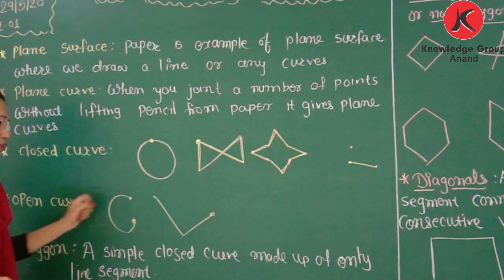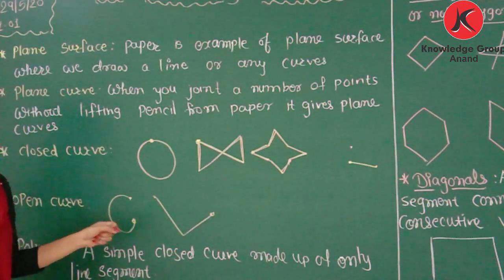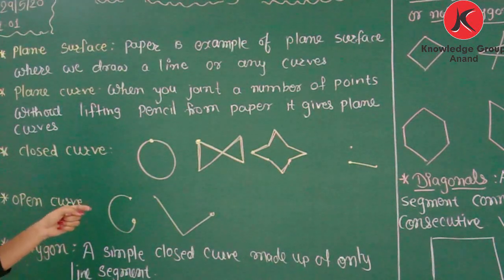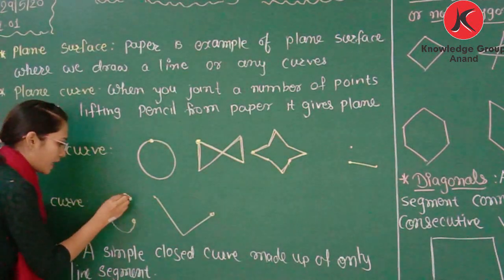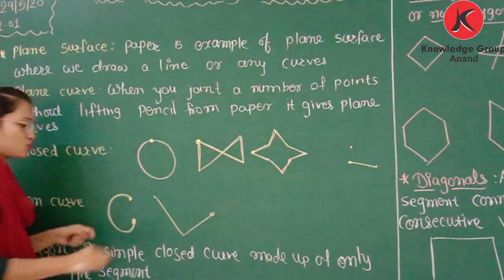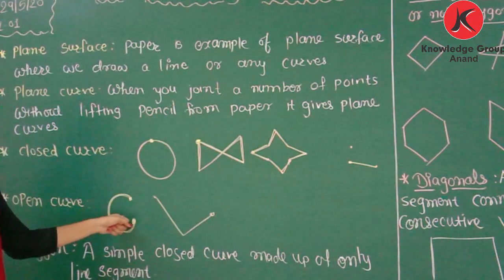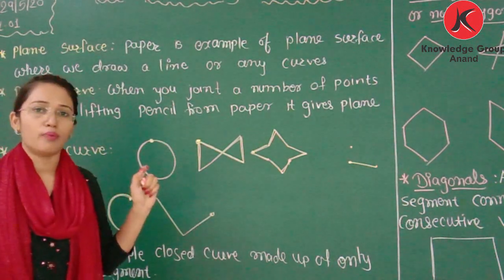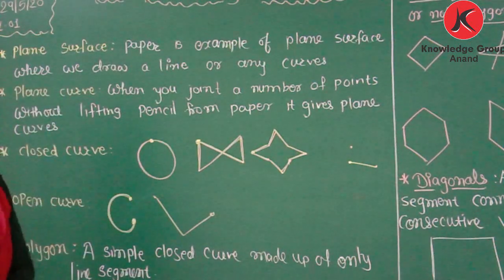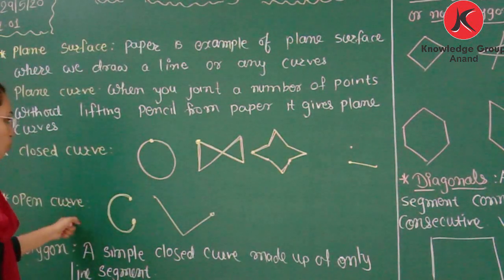Now open curve, you can see both starting point and ending point are different. Here we can start and move along this shape and the end point is this one. So this is called the open curve. When start point and end point are not the same, then it is an open curve.